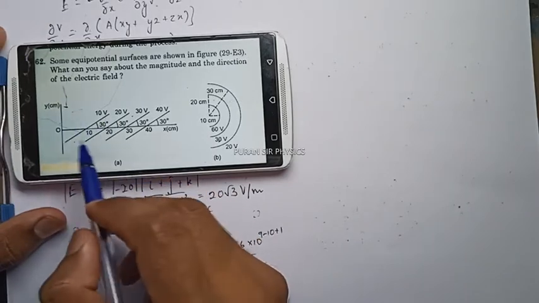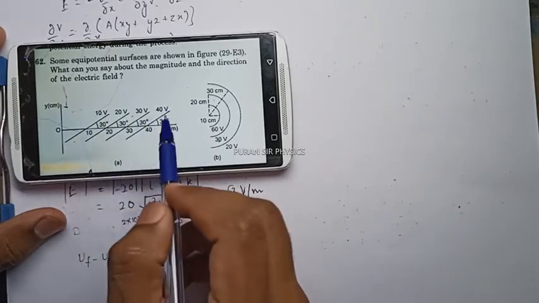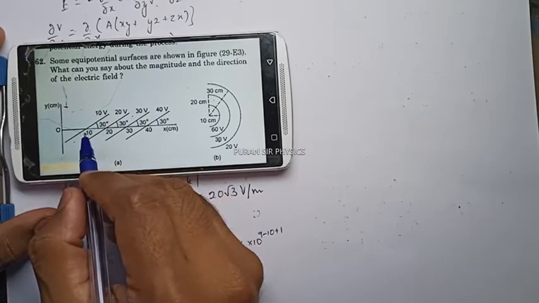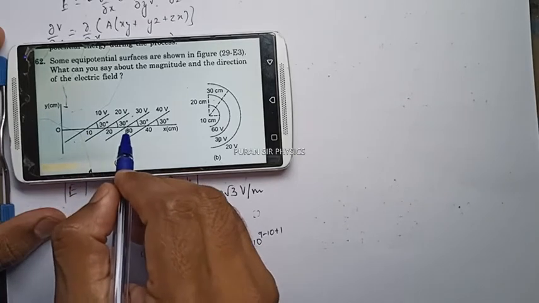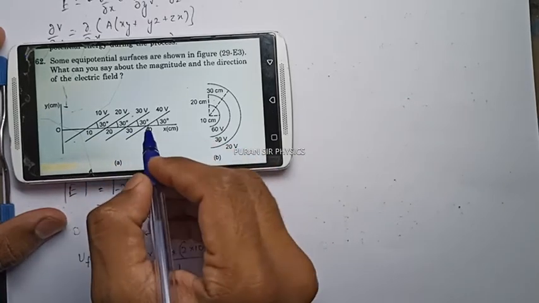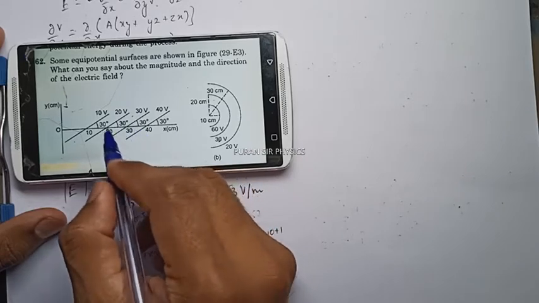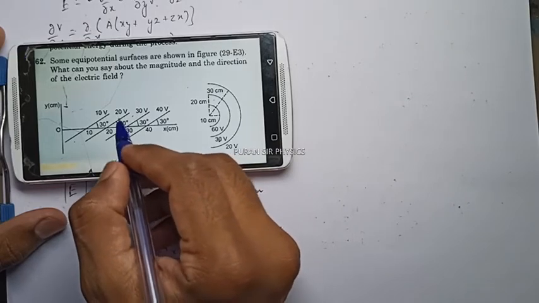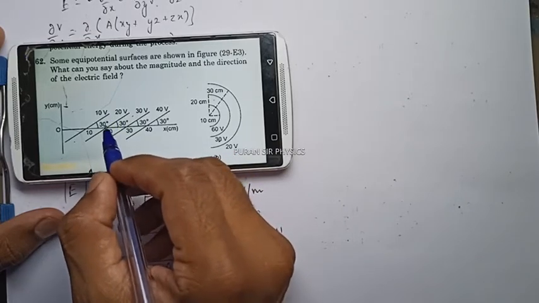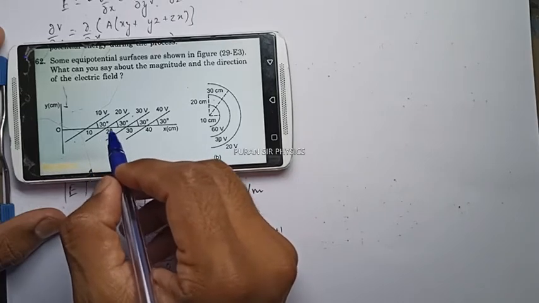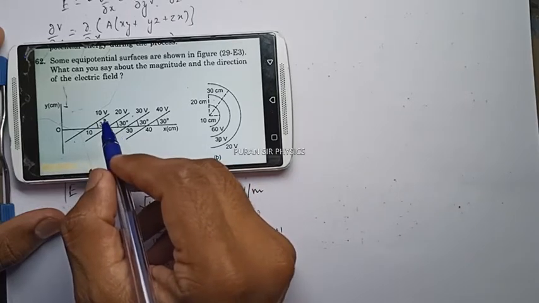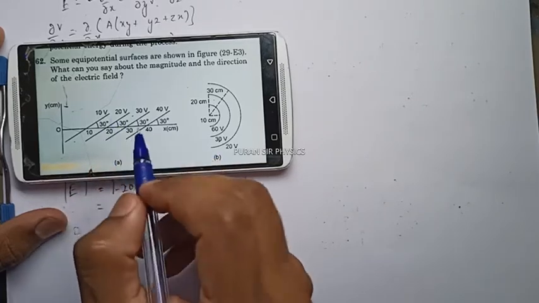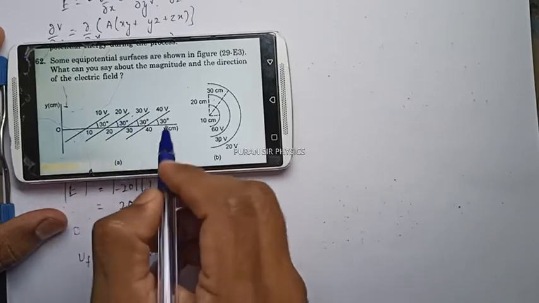So in the figure A, you have parallel equipotential surfaces. And if we look carefully, this is 10 mark, this is 20 mark, 30 mark, 40 mark. So the perpendicular distance between the equipotential surfaces is also equal. Okay, that is also equal, and we can say if we move a particular distance perpendicular to the equipotential surface, your voltage is decreasing by a constant value. So we can say electric field is uniform in this case.